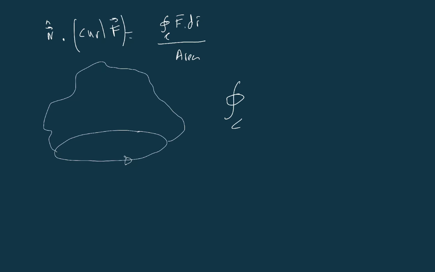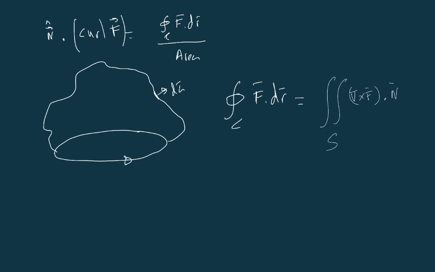And what Stokes' theorem says is that the line integral over the closed curve of F scalar dr is related with the flux over the surface, this surface, dA, not of F, but of the corresponding function. The corresponding function is the curl of F. The curl of F scalar the normal vector n dA. This is Stokes' theorem.